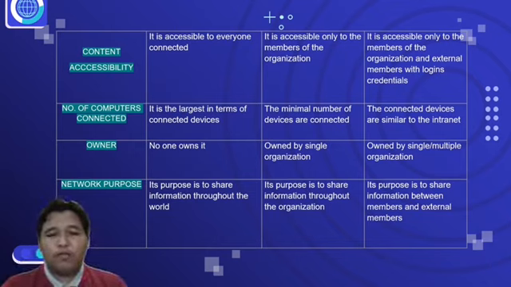Now, next we move on to the network purpose and security between internet, intranet, and extranet. The network purpose of the internet is to share information throughout the world. Then, the network purpose of the intranet is to share information within the organization. After that, the network purpose of the extranet is to share information between members and its external members.